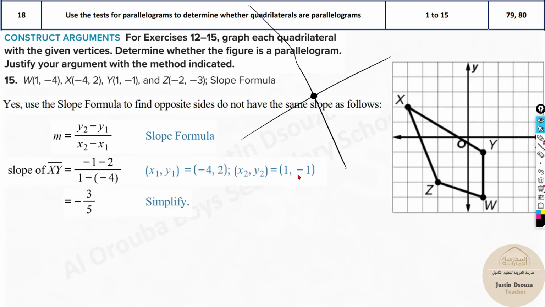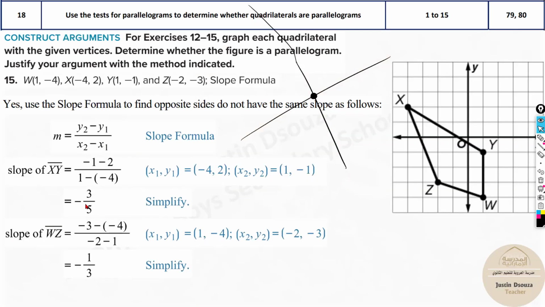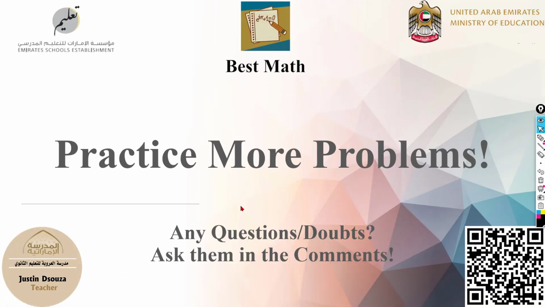Here again, the slope formula, that means just use all the slopes. And here what happened? When you solve it for the opposite sides, looking at it, you can understand it's not at all a parallelogram. Sorry, they have used XY and ZW. What happened? The slopes are different. Looking at this also, this is an undefined slope and this is having some negative slope. So they're not the same, hence they are not parallelograms. And that's the end of this particular question.